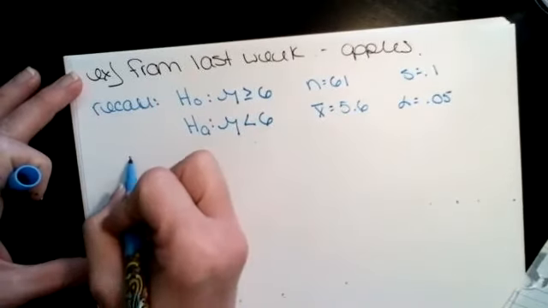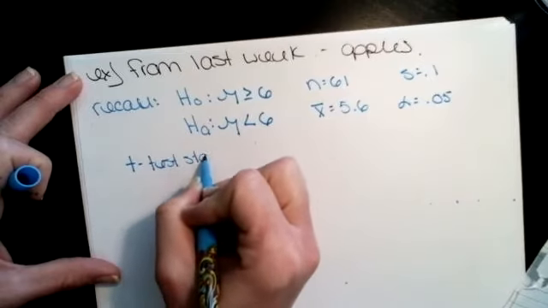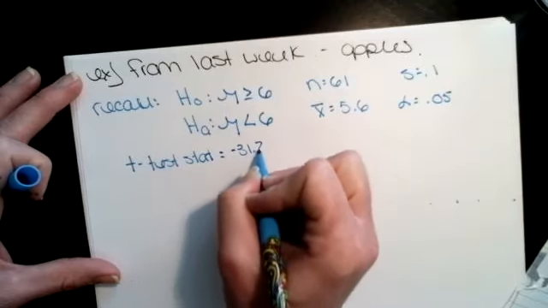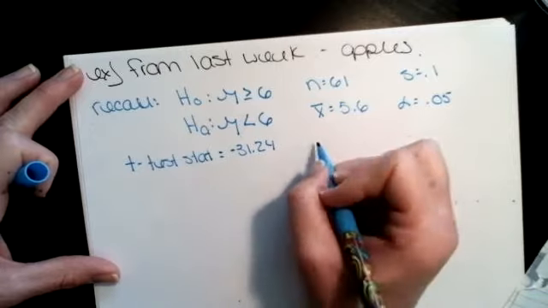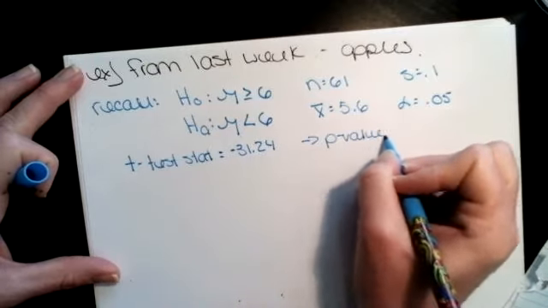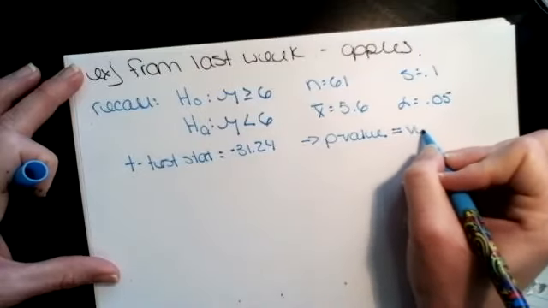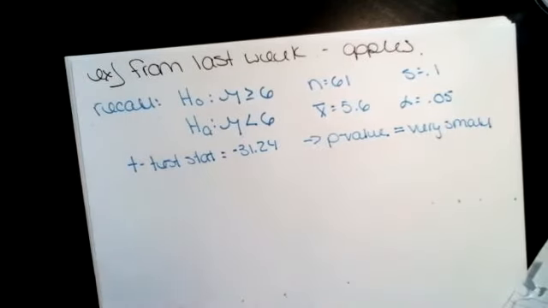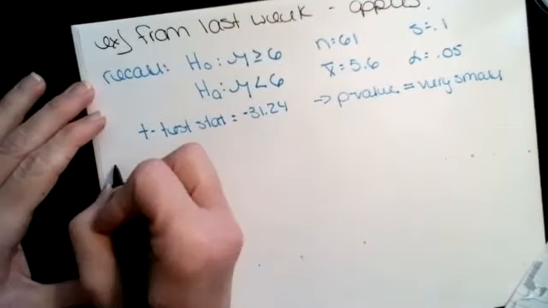Now here we have that t-test statistic from last week. Remember, we found it to be negative 31.24. It's really far away. And that led us to get a p-value of just about 0. But remember, we don't ever report 0. We say very small. Okay. So now with this information, let's go ahead and complete the conclusion step.